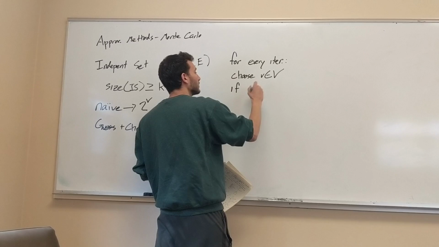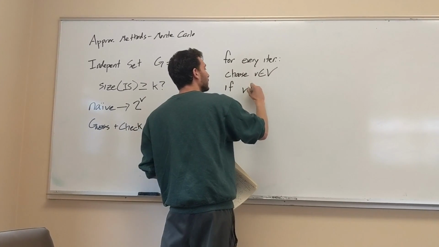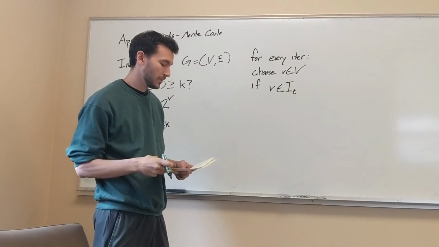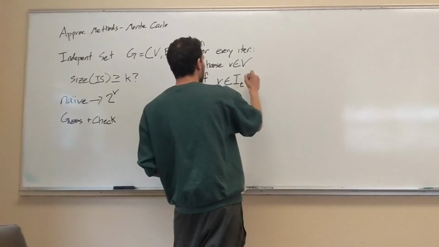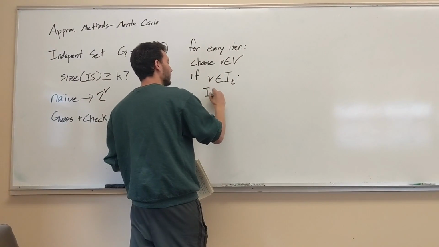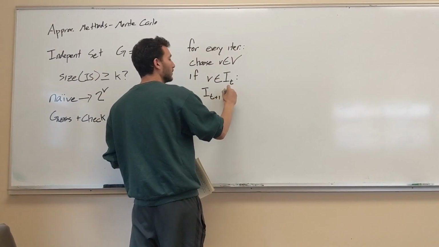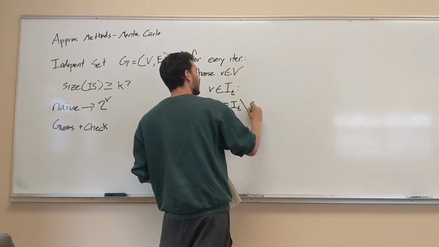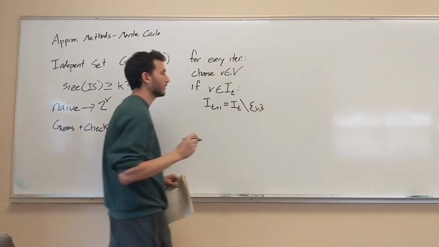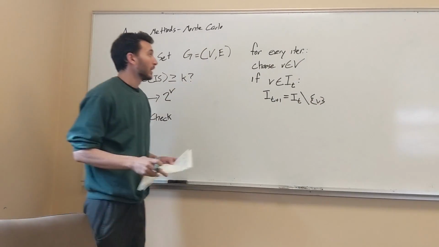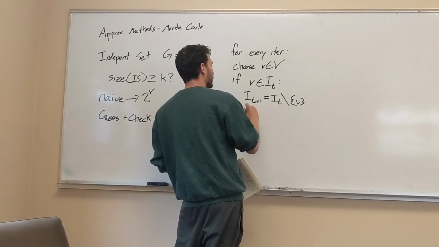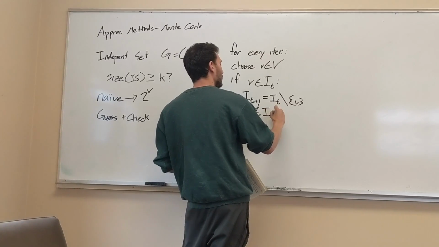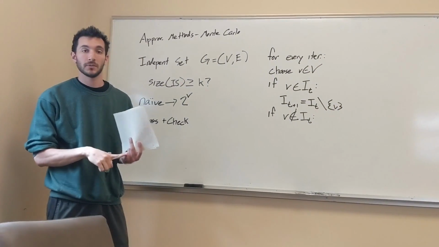This gives us a few cases. If v is already in our independent set at time t, we will remove it. So our independent set at time t plus 1 is that independent set that we started with minus that vertex. If that vertex is not in our current independent set, we have two possible cases.